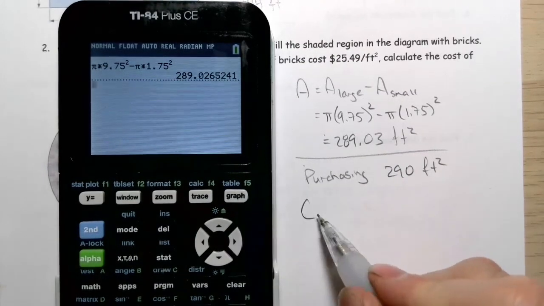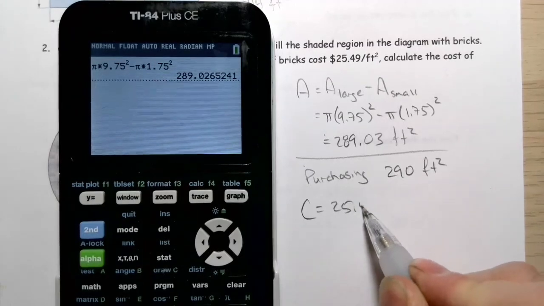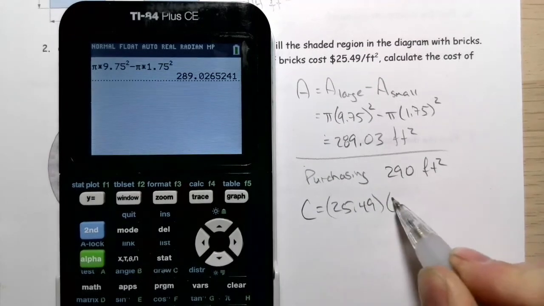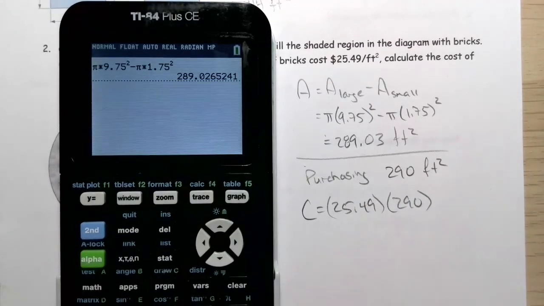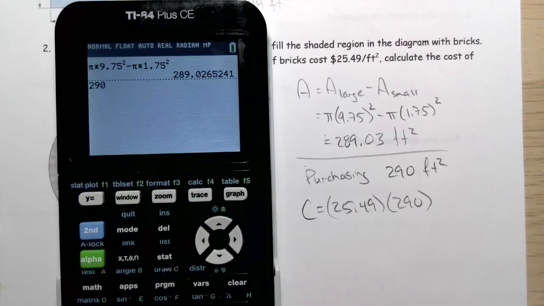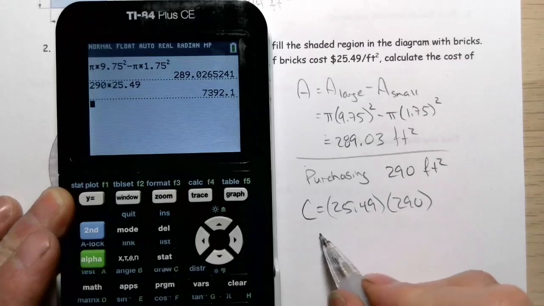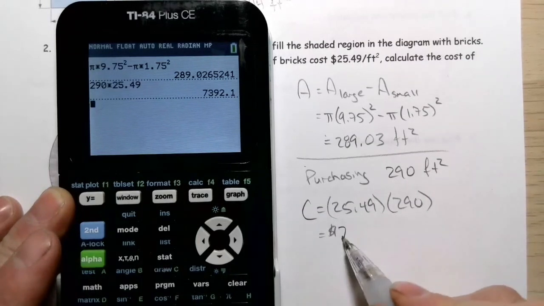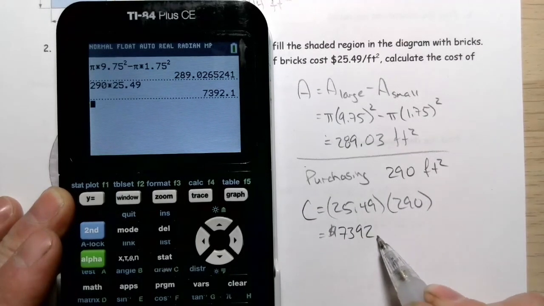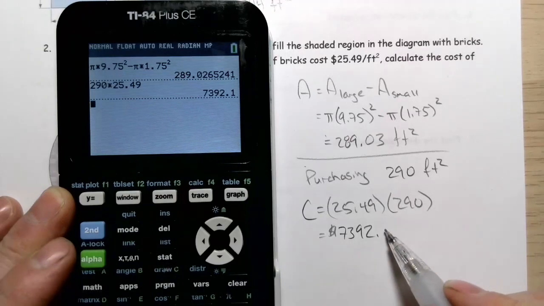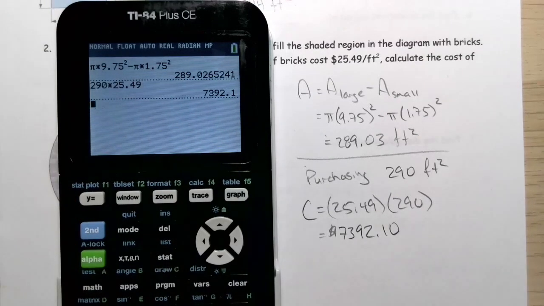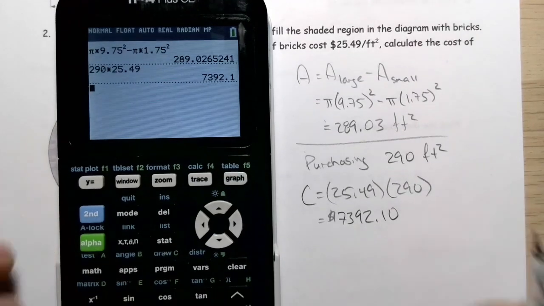And so the cost is going to be 25.49 multiplied by 290 feet squared. So 290 times 25.49. This is going to cost me $7,392.10. Okay, which is an awful lot of money. But there you go. That's what the math tells us.